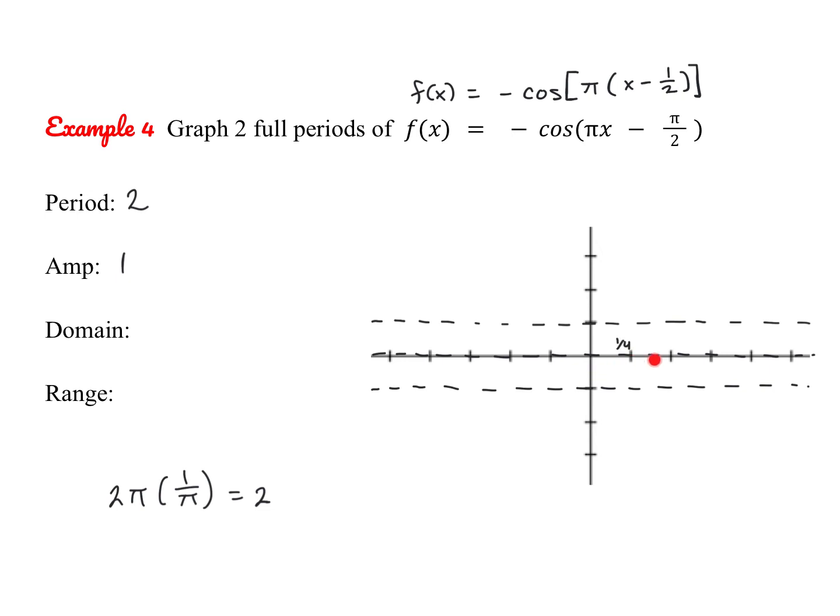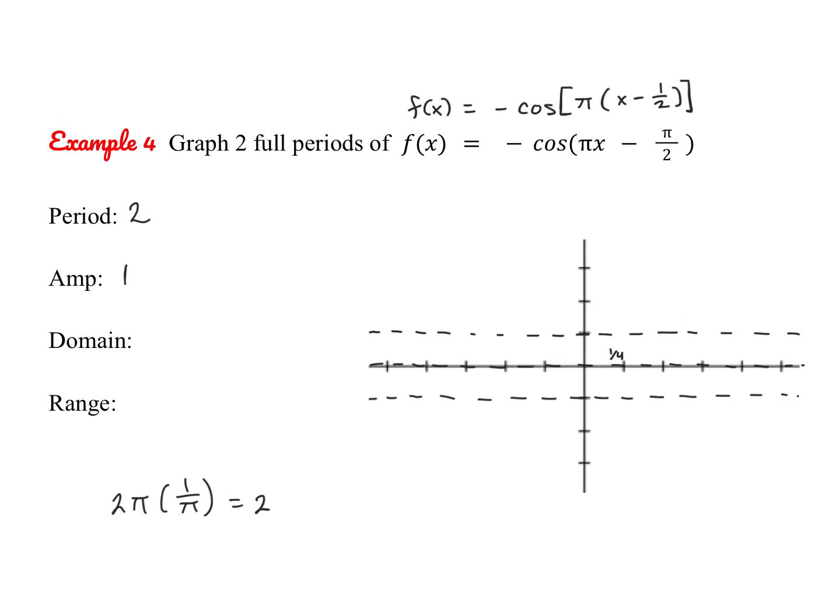And I think that will be a good way for us to scale our x-axis. So now we need to talk about our starting place. Again, cosine usually starts at the maximum. We do see a reflection, so that would bring us down to the minimum. And then we also saw, again, that shift.